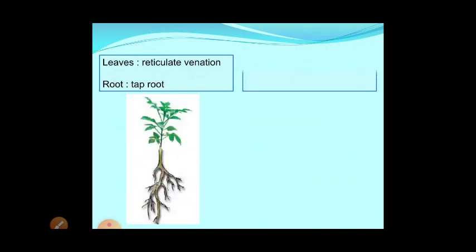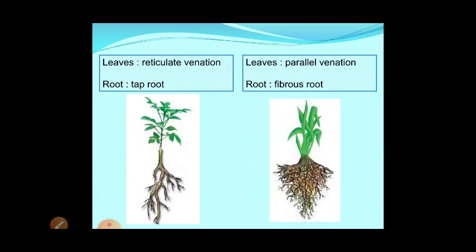Without taking out the roots, by seeing the leaves we can say which plants have what types of roots. Those that have reticulate venation have tap roots, like the hibiscus plant, banyan plant and mango plant. But the plants which have parallel venation, like coconut, banana and grass, all have fibrous roots. So without taking the roots out of the soil, by seeing the venation of the leaves, we can identify the types of roots.